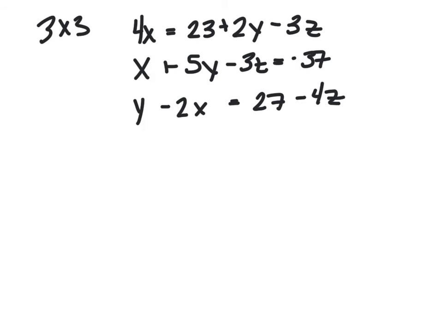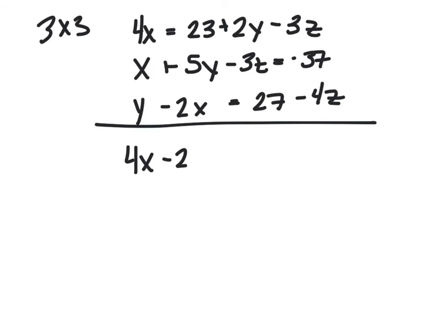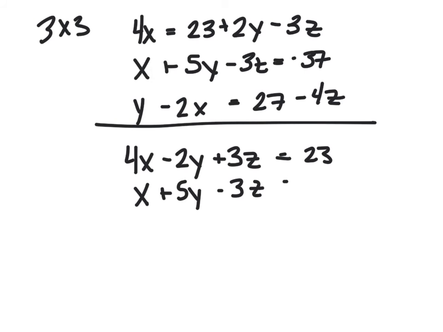So I'm going to say 4x, and I'm going to bring over that 2y, so minus 2y plus 3z equals 23. The second one looks good, we'll just make sure they're lined up: x plus 5y minus 3z equals -37.